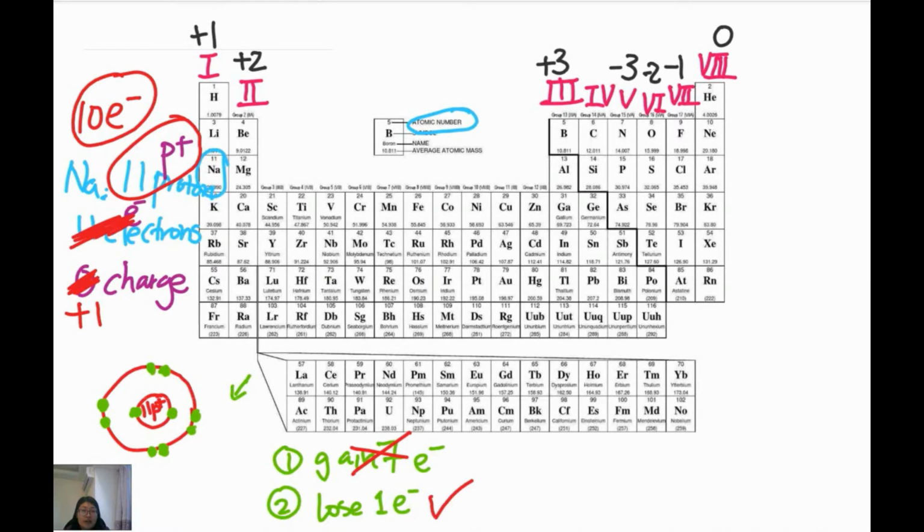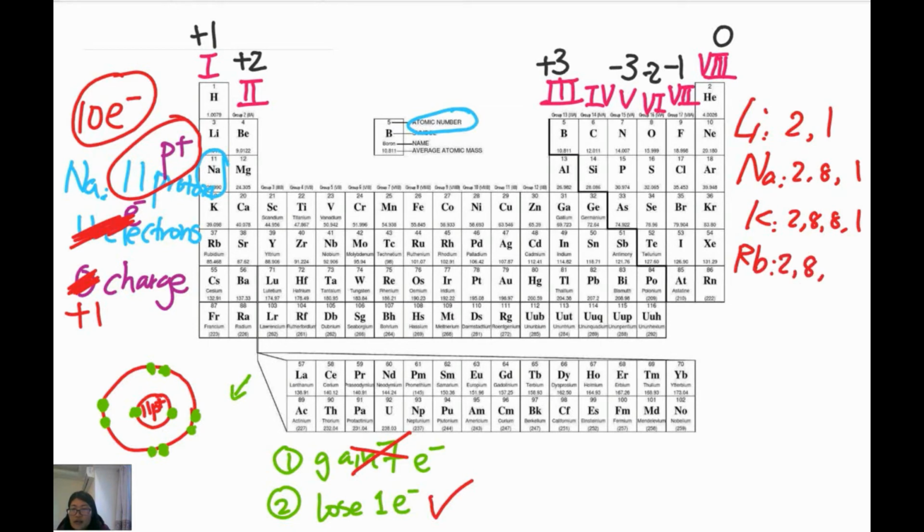And any other atom in this group has only 1 electron in the outermost shell. Okay, so the electron configuration for lithium, if you forget, is 2 and 1, and for sodium is 2, 8, 1. And for potassium is 2, 8, 8, 1. Okay, for rubidium is 2, 8, 8, 18, and 1.